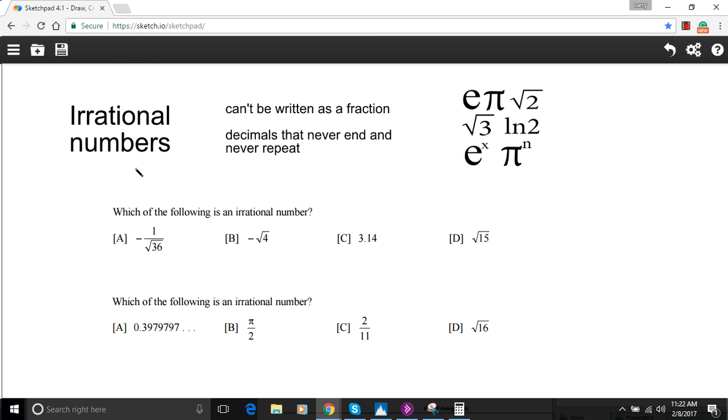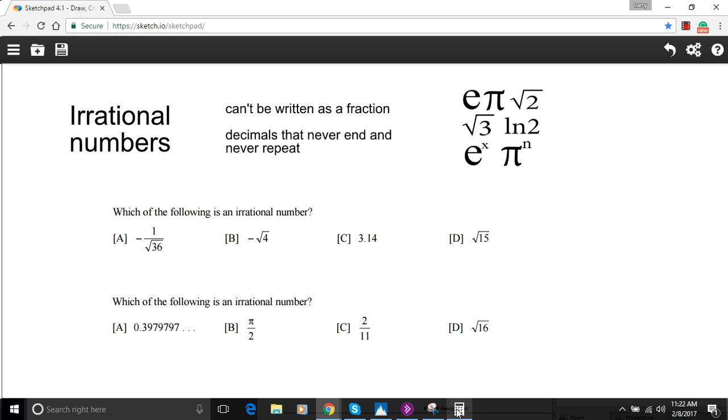In these problems, we're talking about something called irrational numbers. And this doesn't mean numbers that aren't very logical or don't think straight. It means they can't be expressed as ratios, that is, as a fraction. So there's some numbers that there's no fraction for. These are numbers like pi or the square root of 2 or the square root of 3.